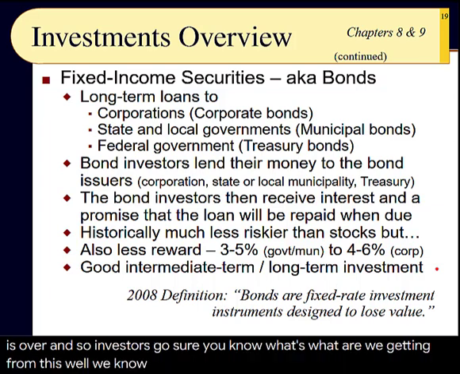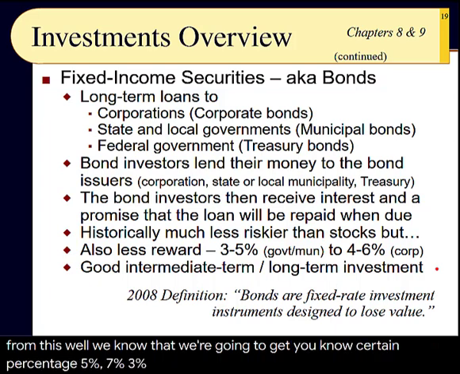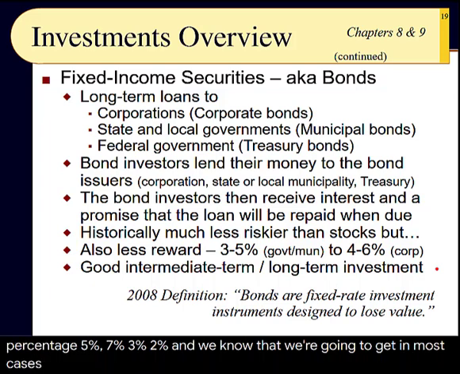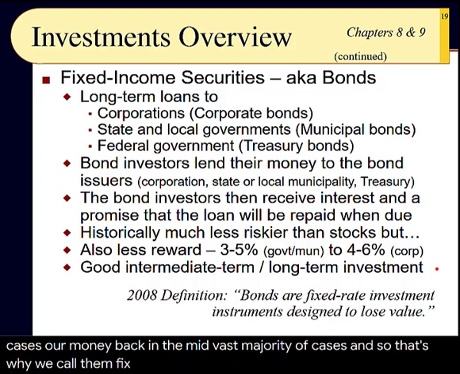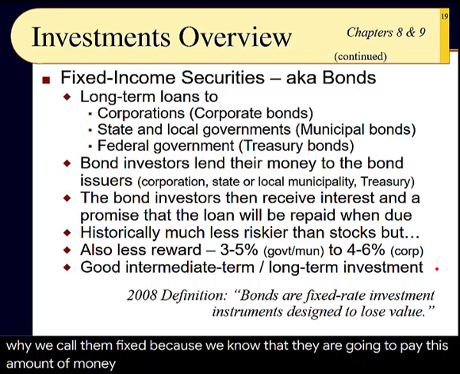Well, we know that we're going to get a certain percentage, 5%, 7%, 3%, 2%. And we know that we're going to get, in most cases, our money back, in the vast majority of cases. And so that's why we call them fixed, because we know that they are going to pay this amount of money, and there's a very good probability that they will pay the money back.